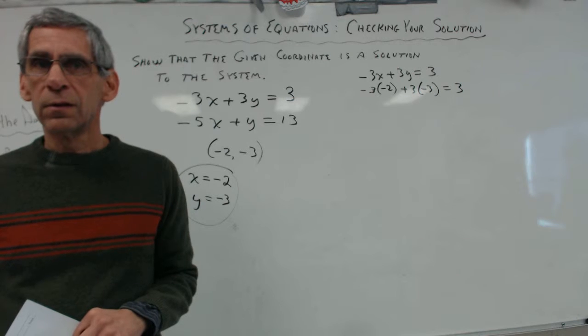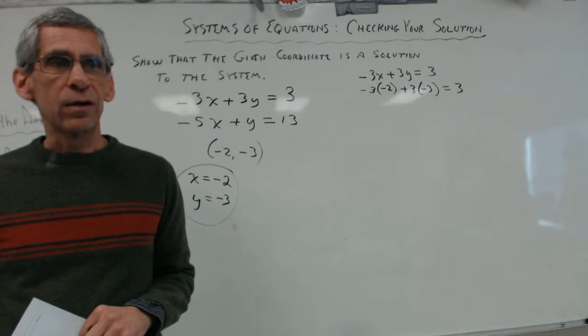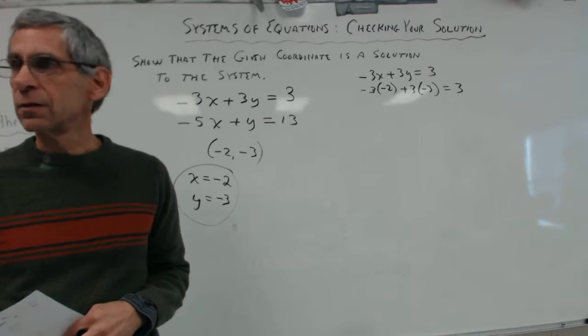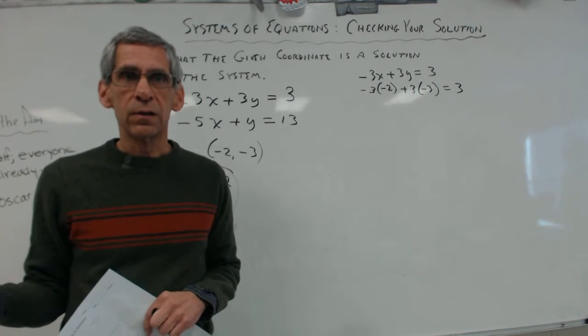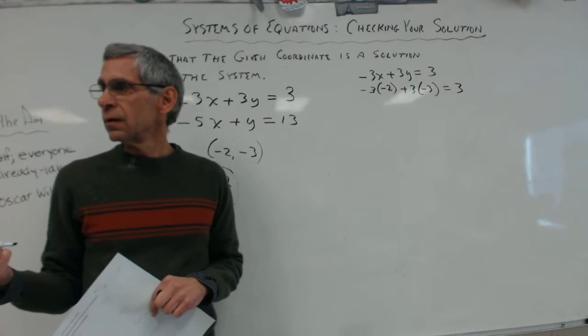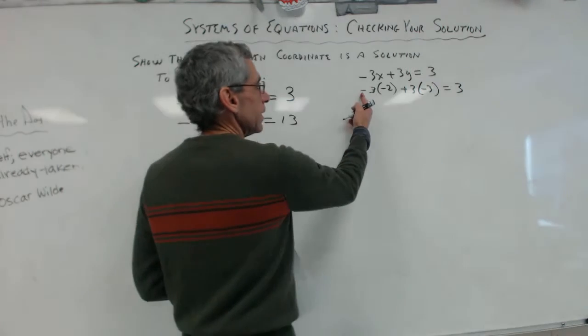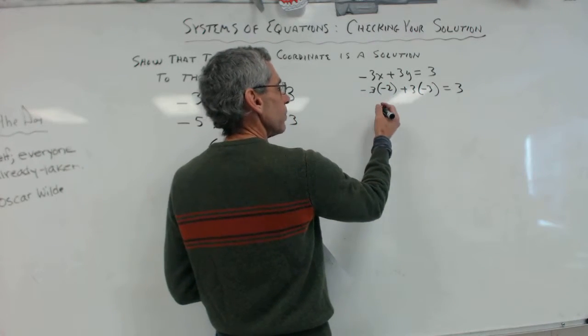It's 6. I heard some people say negative 6. Which one is it? Is it negative 6 or 6? It's positive, because a negative times a negative is a positive. It's positive 6, right? Negative 3 times negative 2 is positive 6.